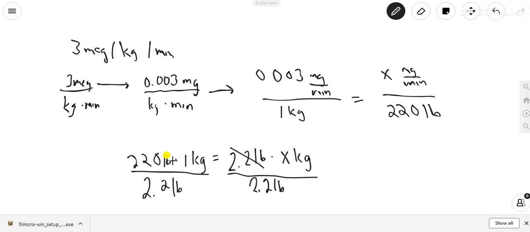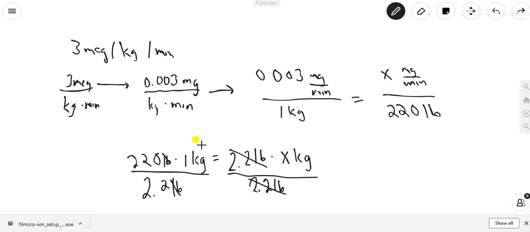And that gives us 220 pounds times 1 kilogram over 2.2 pounds on the left, and 2.2 pounds times x kilograms divided by 2.2 pounds on the right. When we cancel this out, we're left with x kilograms, which is the right unit in kilograms. And when we divide on the other side, we cancel out our unit, which is pounds, and we're left with kilograms, which is the correct unit on the left side.